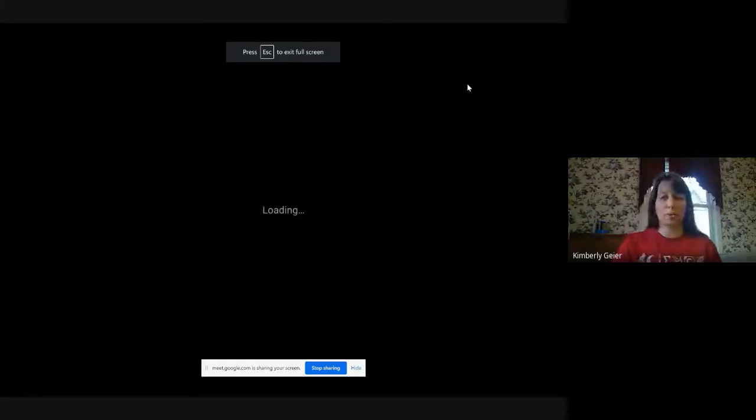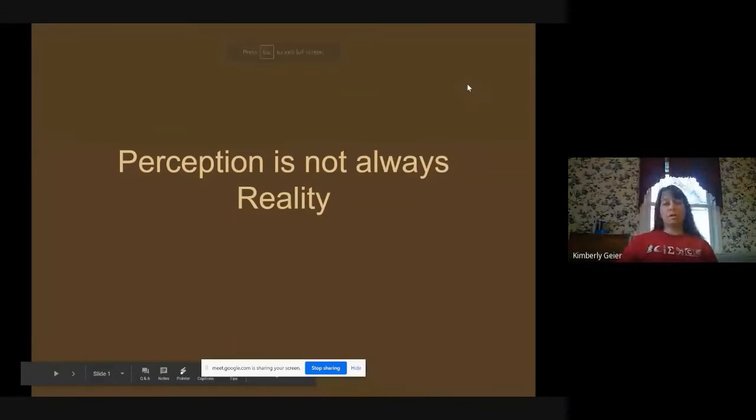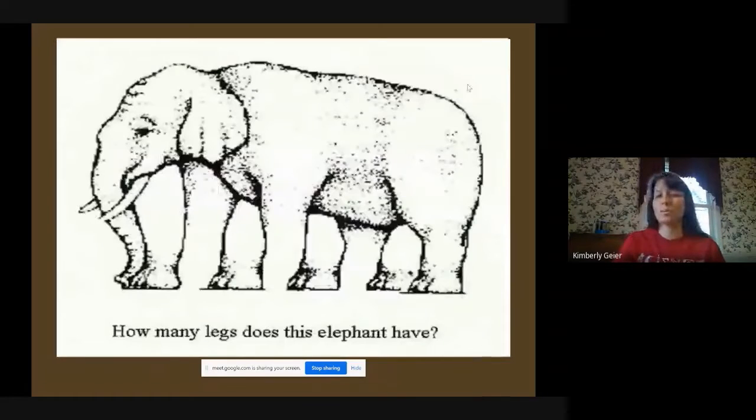If you look in your book, if you have your book, today's activities are actually filling in some of your notes on page 16 and 17 in your book, so if you want to get that out. And now let's talk a little bit more about experiments. We're going to look at things where perception is not always reality. So let's look at some examples of what I'm talking about.